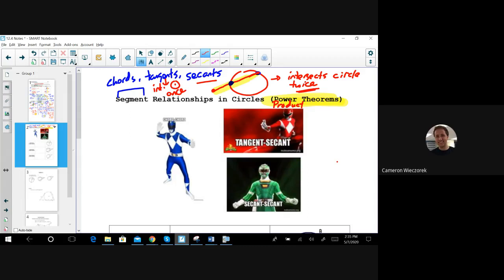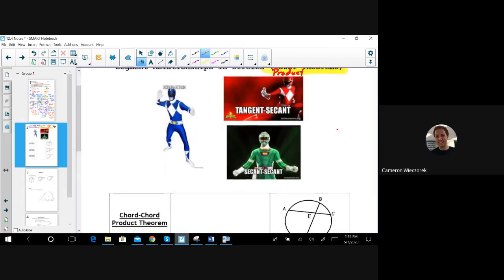And there are ways to be able to measure how long a chord is, how long a tangent is, or how long a secant is. It has nothing to do with the angle measure or the arc measure. And so we have three big ones, and there's a Power Ranger here to represent each one. We have what's called the chord-chord power theorem. This is when you're dealing with two chords inside of a circle that intersect. Maybe I'll color code it with the Power Rangers. Blue. The red power theorem is the tangent-secant power theorem. This is going to be when you're dealing with a tangent segment and a secant segment. And the third one is called the secant-secant power theorem. This is when you're dealing with two secant segments, two different segments that intersect the circle twice.